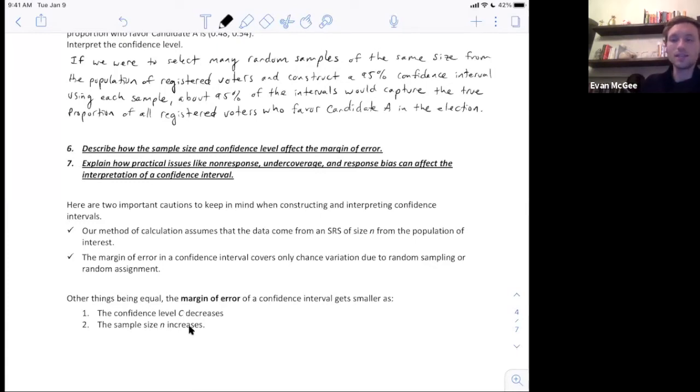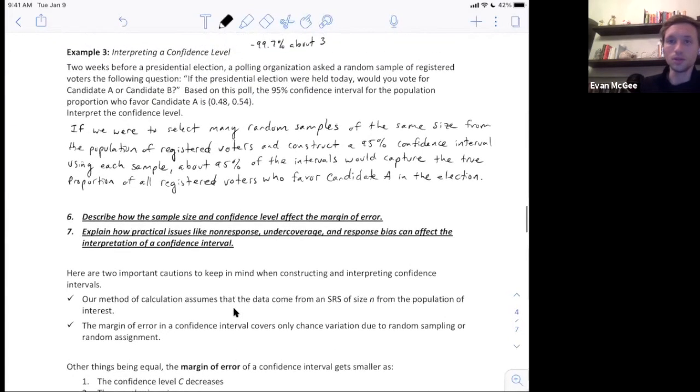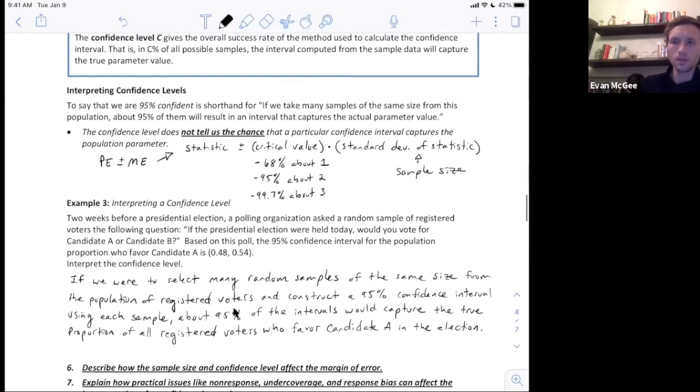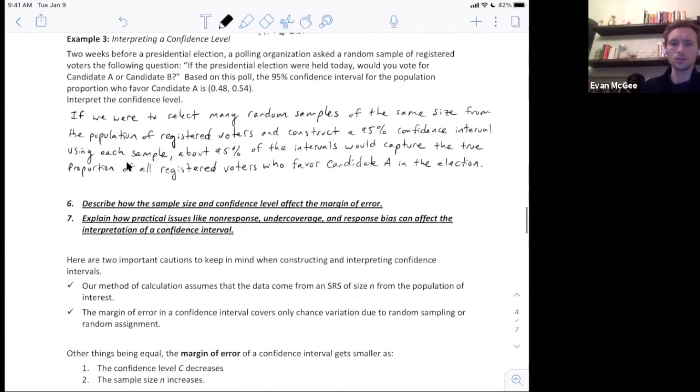And then finally, the sample size. If we increase our sample size, that's going to decrease the margin of error because it's going to decrease the standard deviation of the statistic. Back up to this picture here. Increase your sample size, this value gets smaller, which means the margin of error gets smaller. More on that in the future videos too.